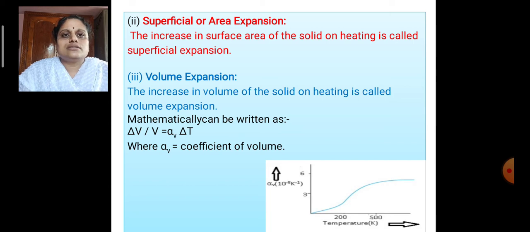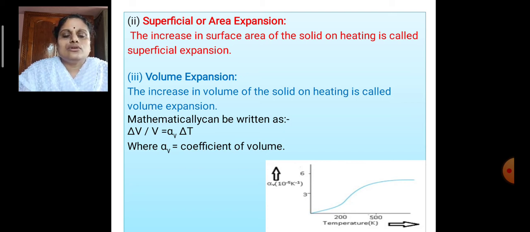Second one is superficial or area expansion. The increase in surface area of the solid on heating is called superficial expansion. Third one is volume expansion. The increase in volume of the solid on heating is called volume expansion.